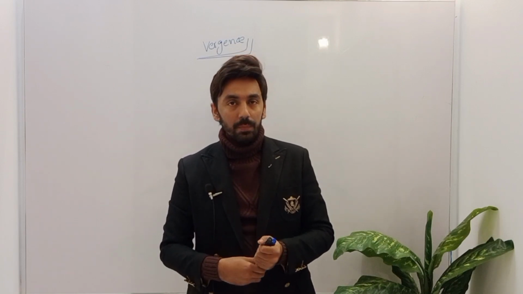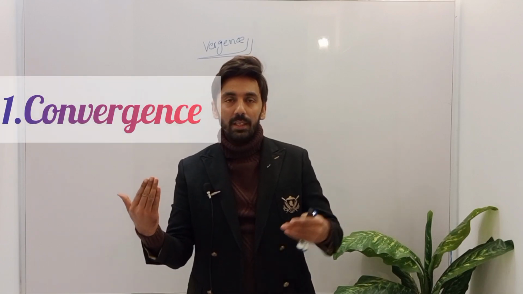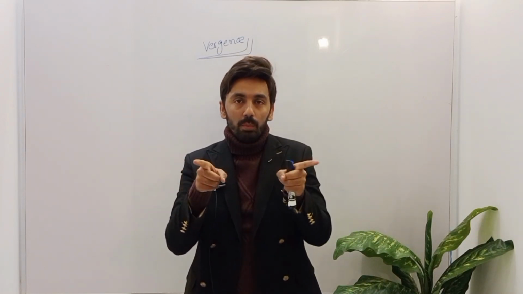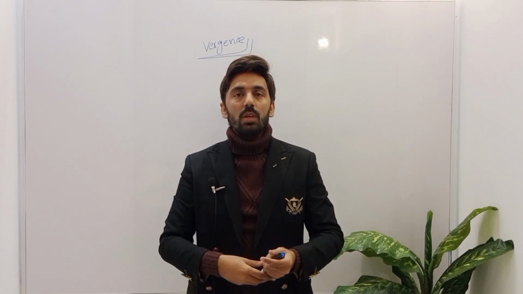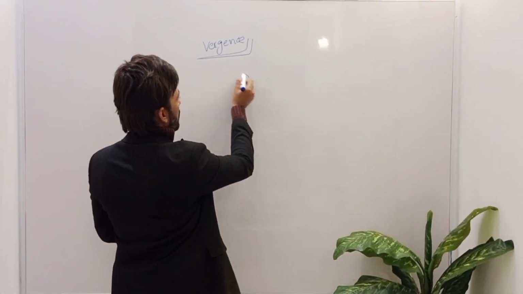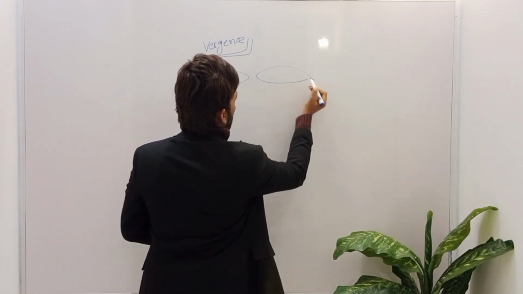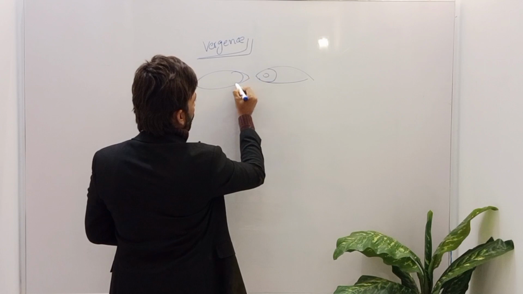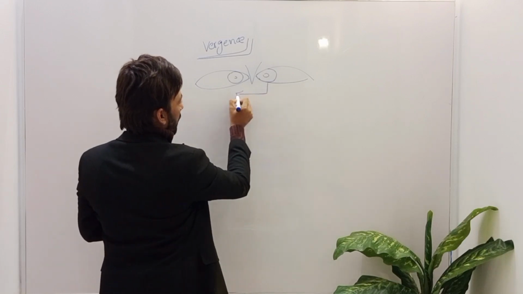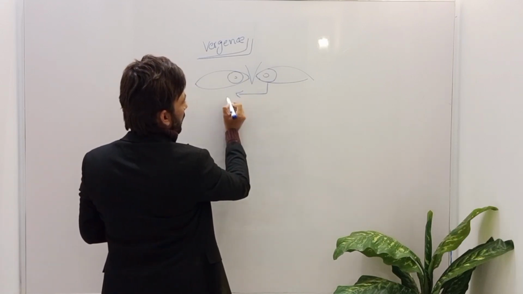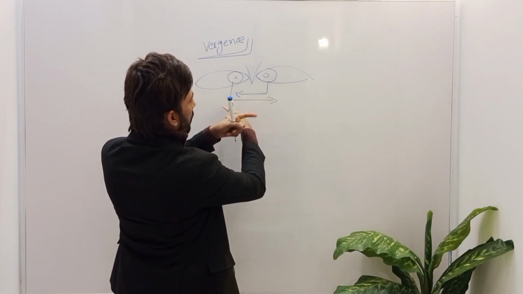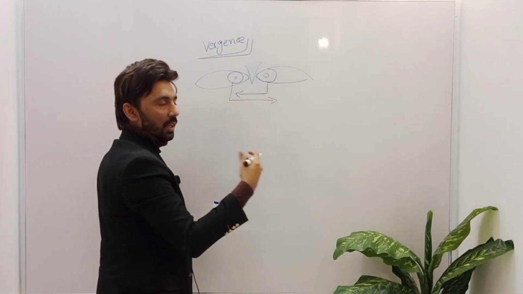The types of vergence: type number one is called convergence and type number two is called divergence. If both eyes are moving towards the nose, that is called convergence, and if both eyes are moving away from the nose, that is called divergence. Collectively these are called vergence eye movements. Suppose these are two eyes and this is the nose, and both eyes are moving towards the nose, so this eye is moving in this direction and this eye in this direction. The movement of the eyes is opposite, so this is called vergence, specifically convergence.